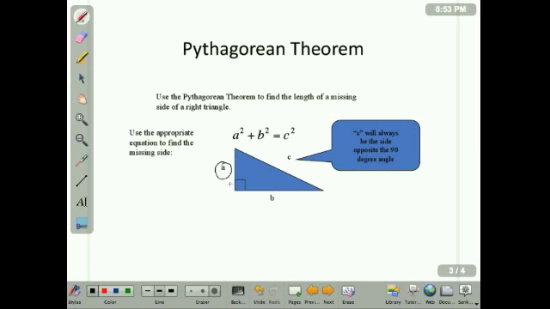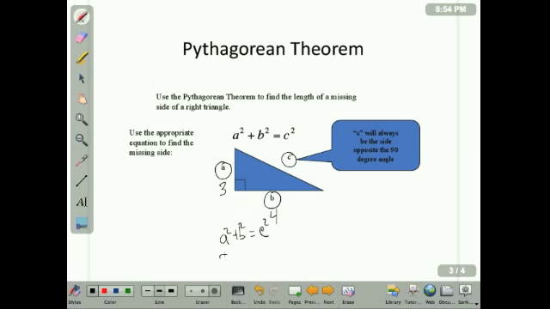A and B are always the legs that form the right triangle, and C is always considered the hypotenuse. What the Pythagorean theorem says is that the quantity of a squared plus b squared is equal to c squared. And what that means, if we take two legs and we measure them 3 and 4, a squared plus b squared is going to be equal to c squared. And if this equals that, then it's in fact a right triangle.